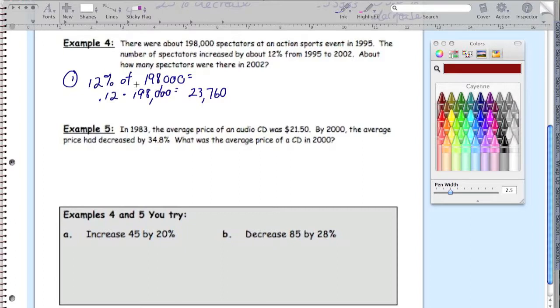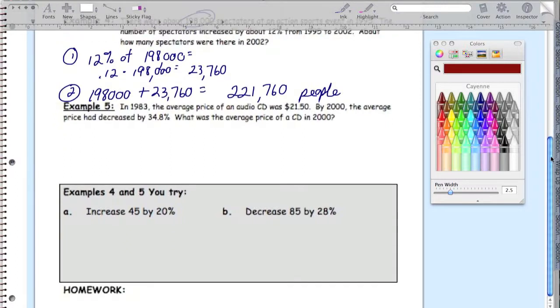Now they aren't asking us how many extra people there were, they're asking us how many total people. So we're going to say, well, there was 198,000 plus 23,760 extra. So that gives us a total of 221,760, oops, not dollars, people at this event in 2002. People or spectators, you can write either.